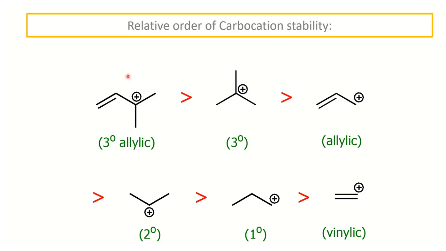On the other hand, here we have the most stable species of all, because we have an allylic species, but not only that, the carbocation associated with this allylic species is tertiary. So it's a combination of an allylic system and robust hyperconjugation. So this is a very stable species.